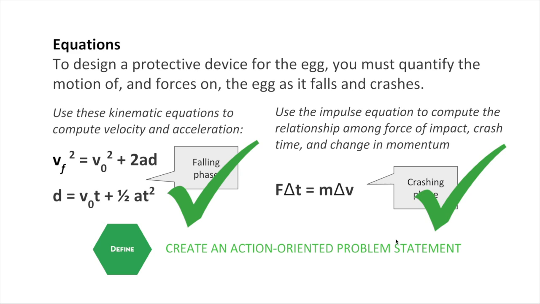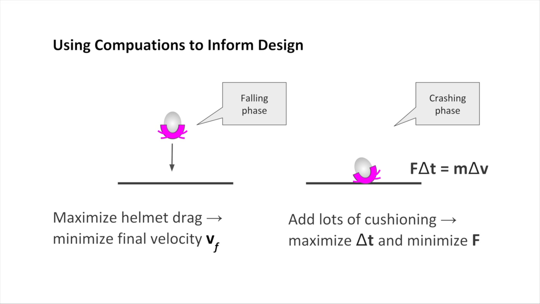So we've looked at 2 different equations. The kinematic equations, these 2 together, and the impulse equation. And each of these has informed what we need to know and understand about the mathematical side of the egg falling and the egg crashing. How? Well, during the falling phase, if I maximize helmet drag, then that minimizes the final velocity, Vf. During the crashing phase, using the impulse equation, if I add lots of cushioning, that maximizes delta t and minimizes the force of the crash.